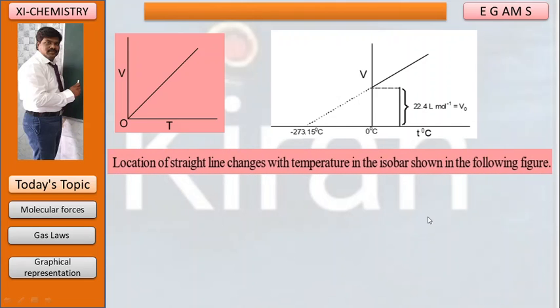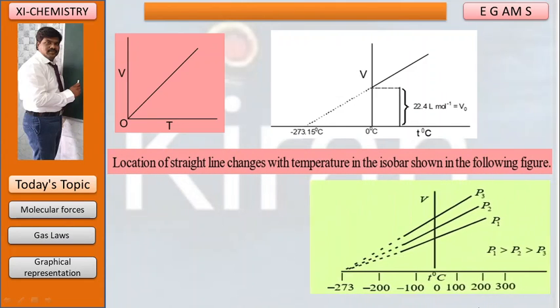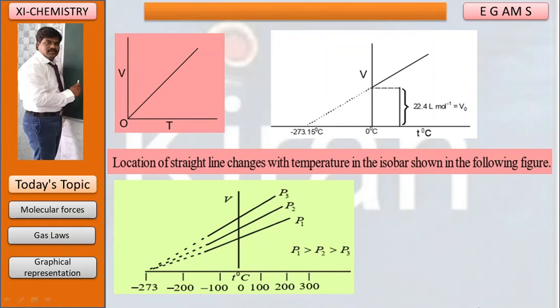The straight line changes with the temperature in the isobar shown in the following. Whenever you draw a graph with respect to volume and temperature, these lines are called isobars. This is the isobar line in chemistry terms. When a graph is plotted between temperature and volume, whatever graphs you are obtaining are called isobars.